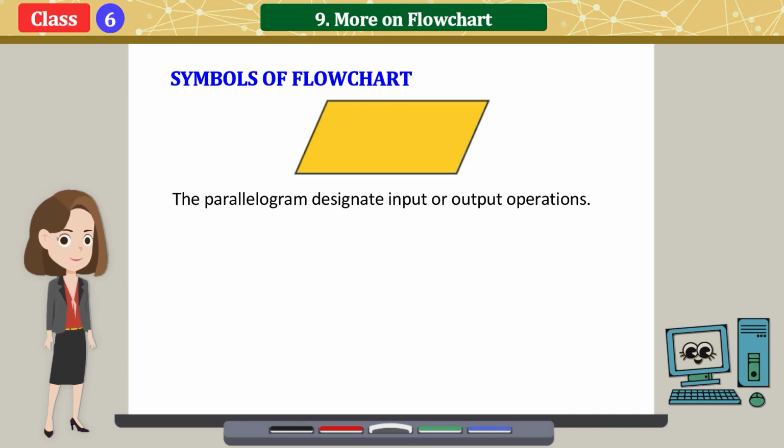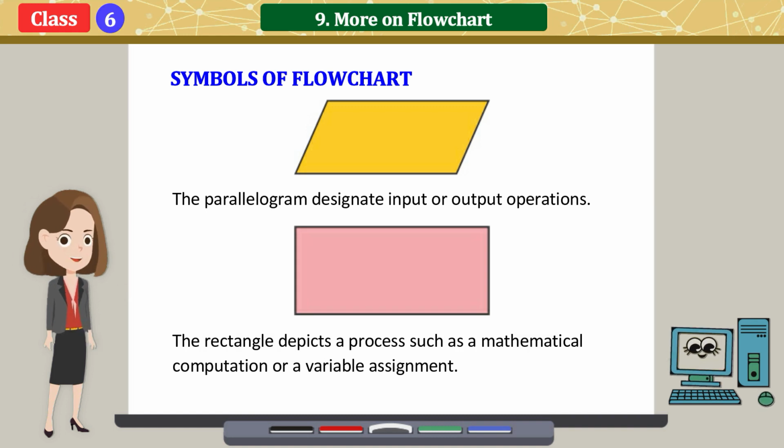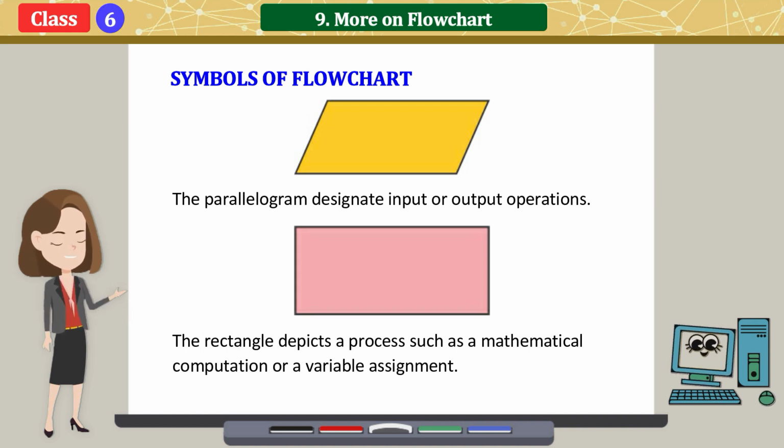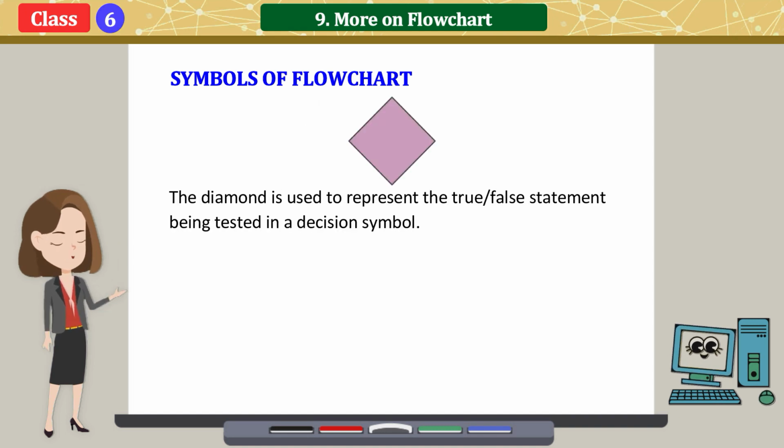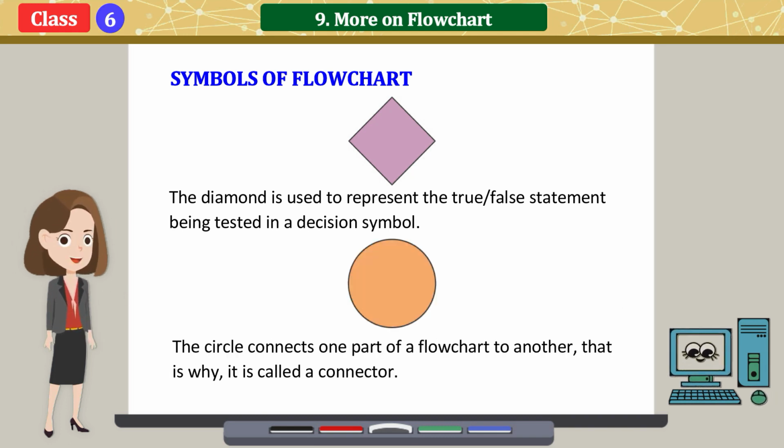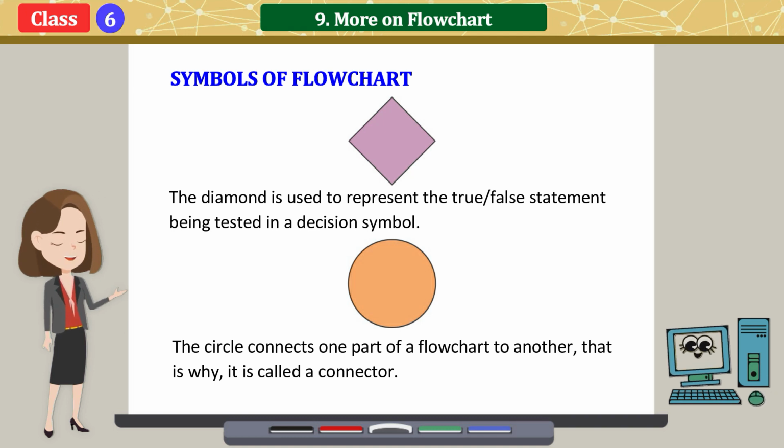The parallelogram designates input or output operations. The rectangle depicts a process such as a mathematical computation or a variable assignment. The diamond is used to represent the true-false statement being tested in a decision symbol. The circle connects one part of a flowchart to another, that is why it is called a connector.